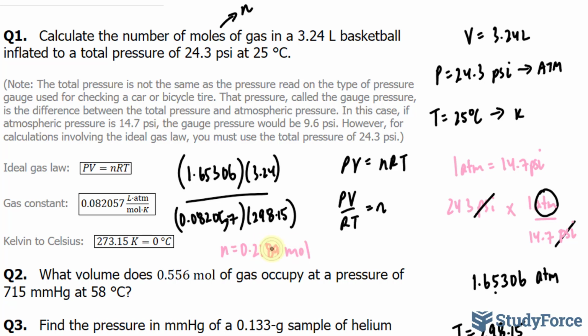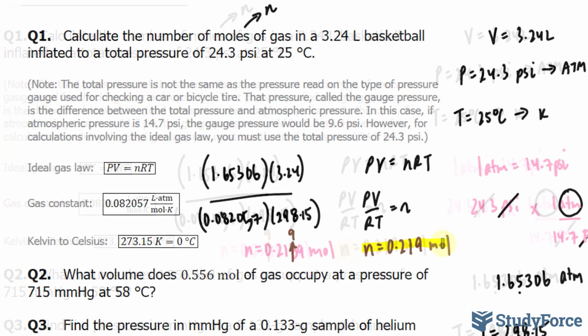In that case, you see this 8, it will become a 9, because the number following it, the first number to be discarded, is greater than 5. So the number of moles is equal to 0.219 moles, and I'll highlight this for clarity. That's the answer to question number 1.